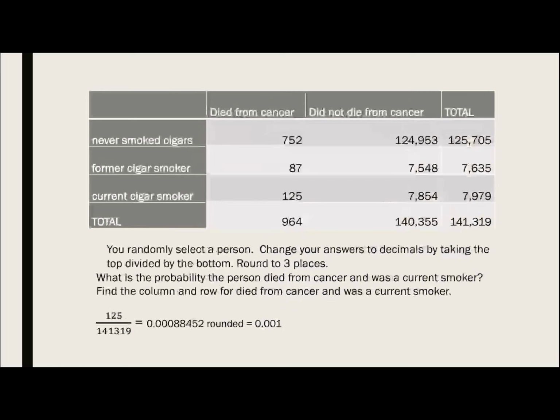You randomly select a person. What's the probability they died and was a current smoker? Okay, so we're going to look under the died column and the current smoker row. 125 people were a current cigar smoker at the time of their death. Okay, divide by the total people. So the third place value is that third 0. To the right is an 8, so that 0 goes up to a 1.